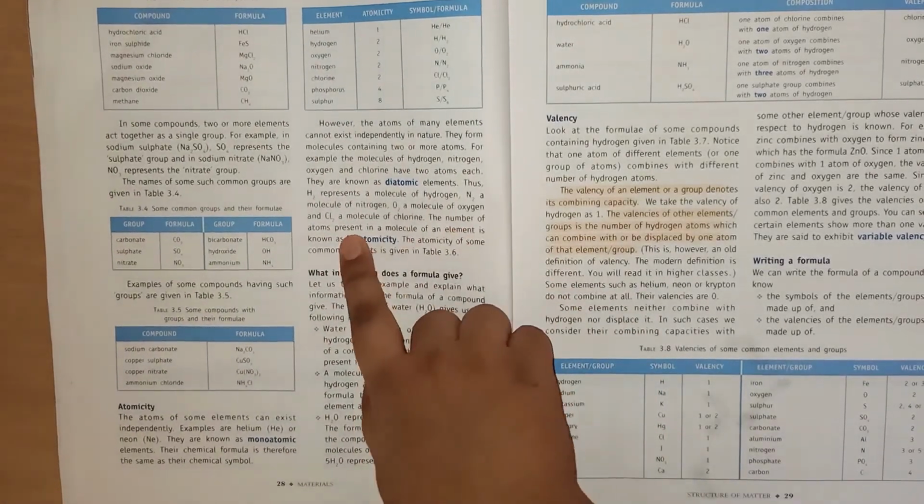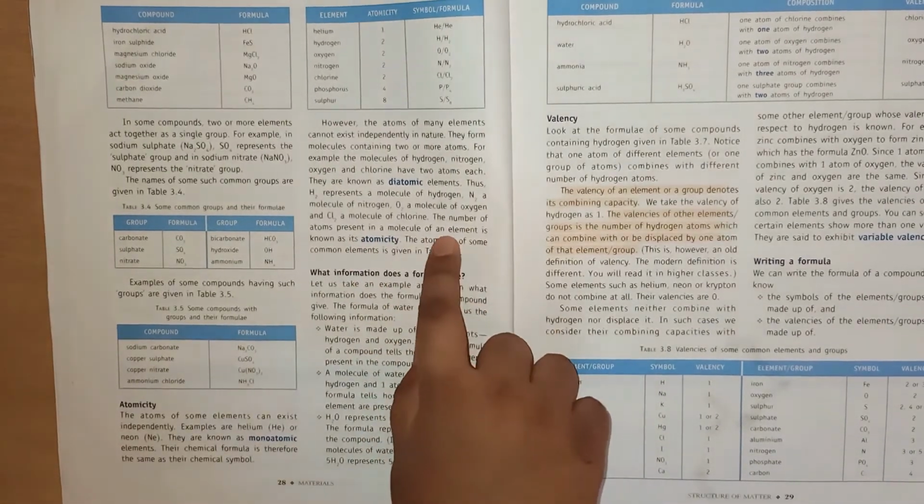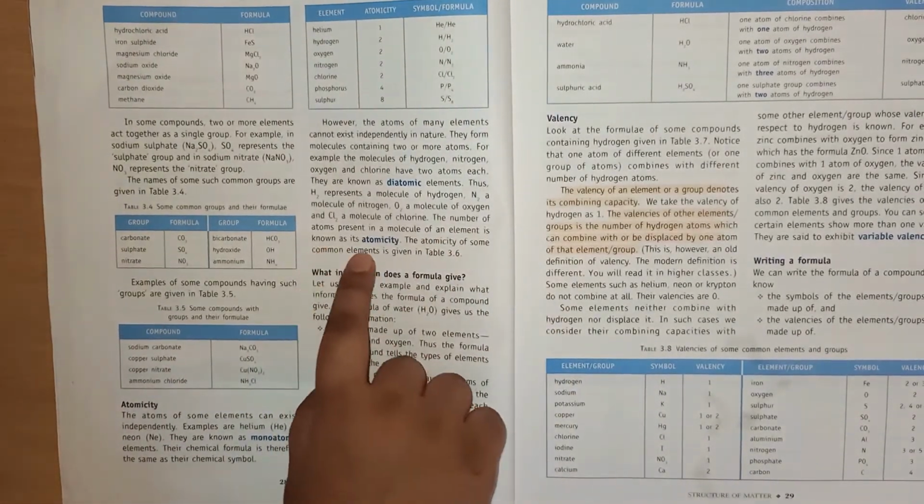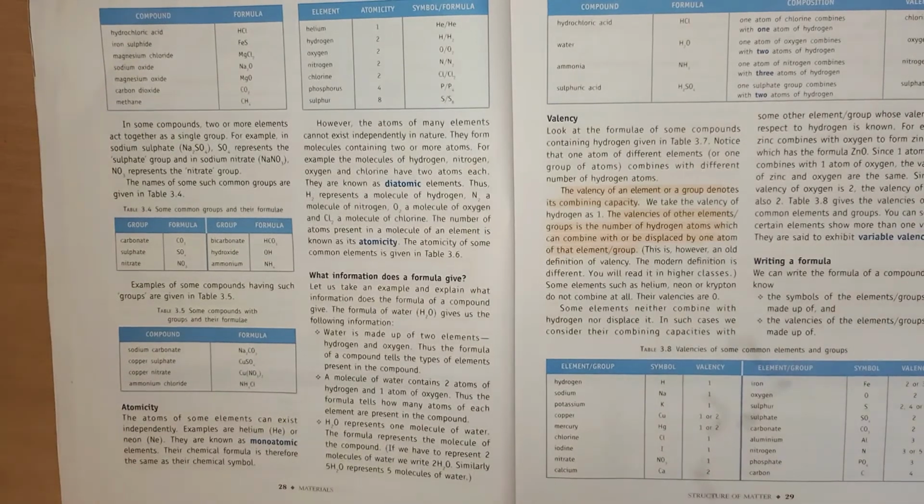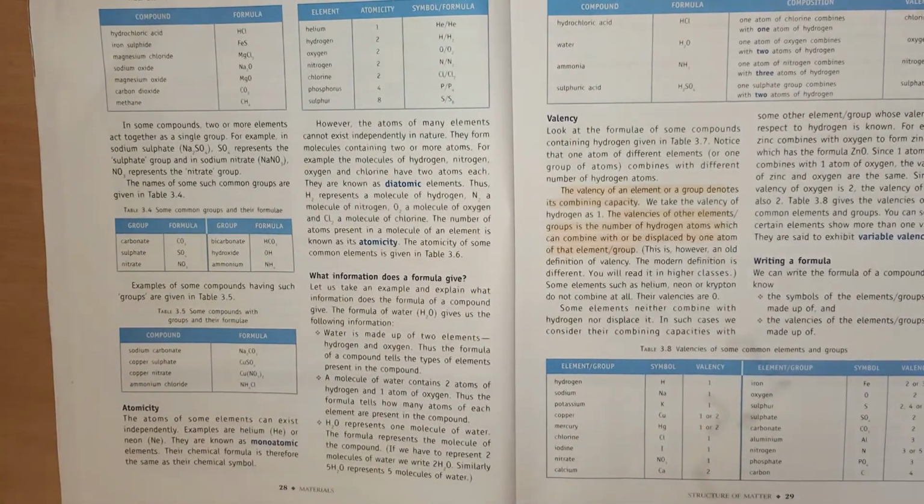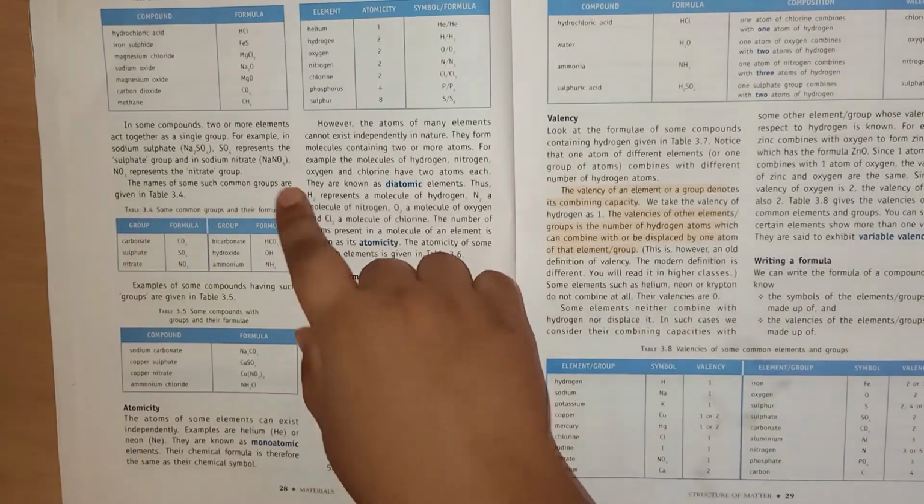The number of atoms present in a molecule of an element is known as atomicity. So the main definition of atomicity is the number of atoms present in a molecule of an element. The atomicity of some common elements is given in table 3.6. So you can read table 3.6 which is here.